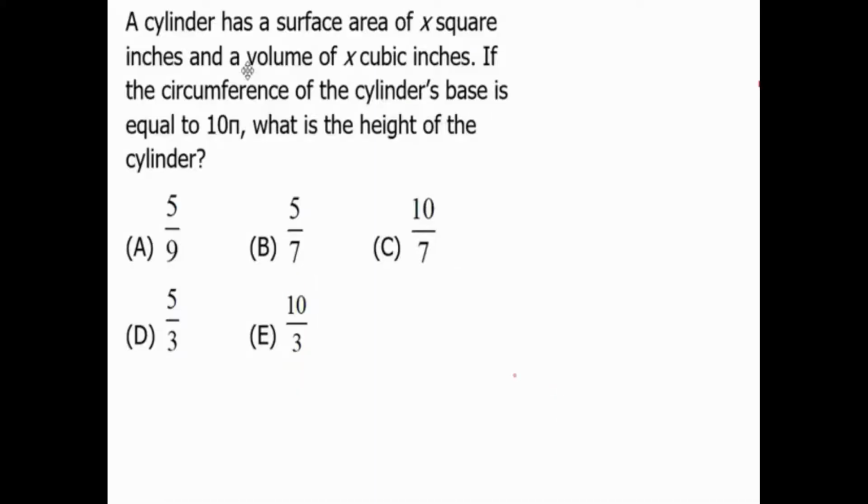A cylinder has a surface area of x square inches and a volume of x cubic inches. Now this might seem confusing for some of you. How can an area be equal to a volume? Now all this means is that the numerical part of the surface area is equal to the numerical part of the volume. Of course, they have different units. So if the circumference of the cylinder's base is equal to 10 pi, what is the height of the cylinder?